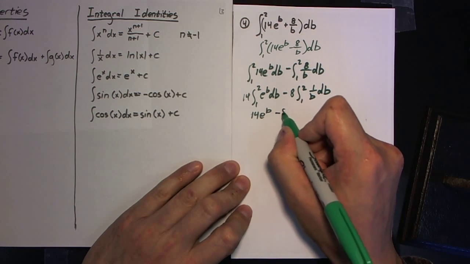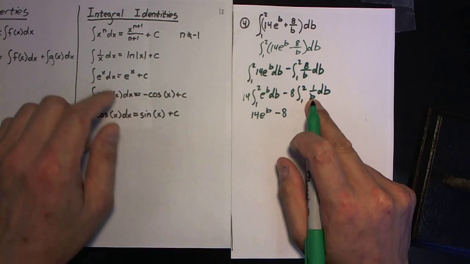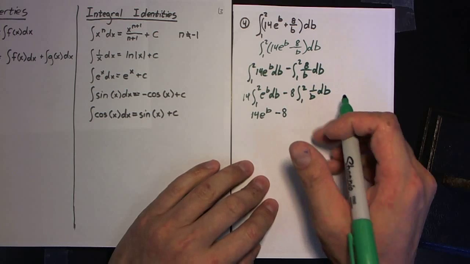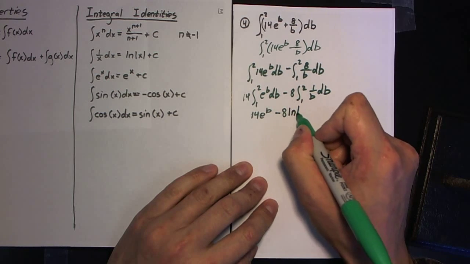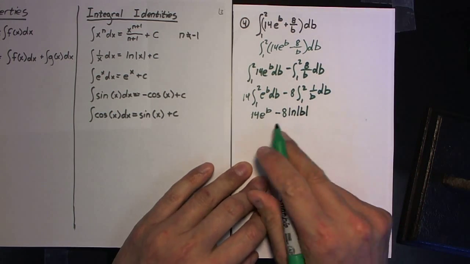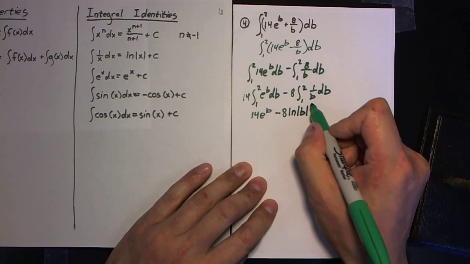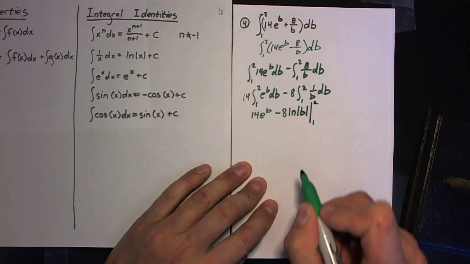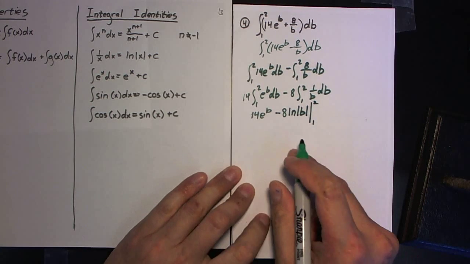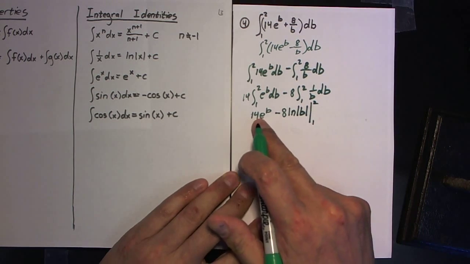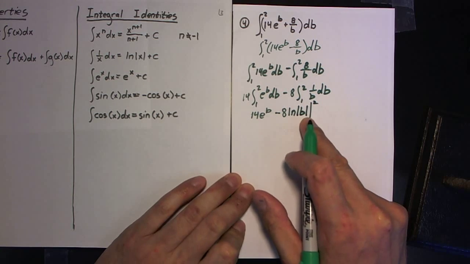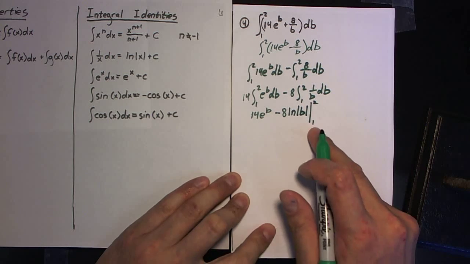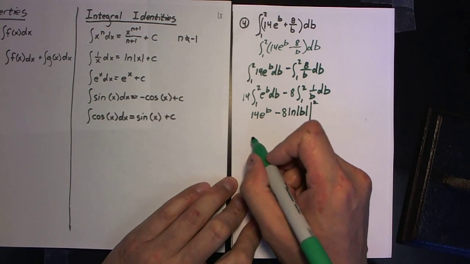And then the integral of 1 over x, or 1 over b db, is the natural log of the absolute value of b in this case. We can forget about the plus c, but instead of the plus c, we put this vertical line in with the boundary values. Now we first take this function, and wherever we see a b, we put in a 2. Then we take the function again, and wherever we see a b, we put in a 1, and we take the difference between those two things.